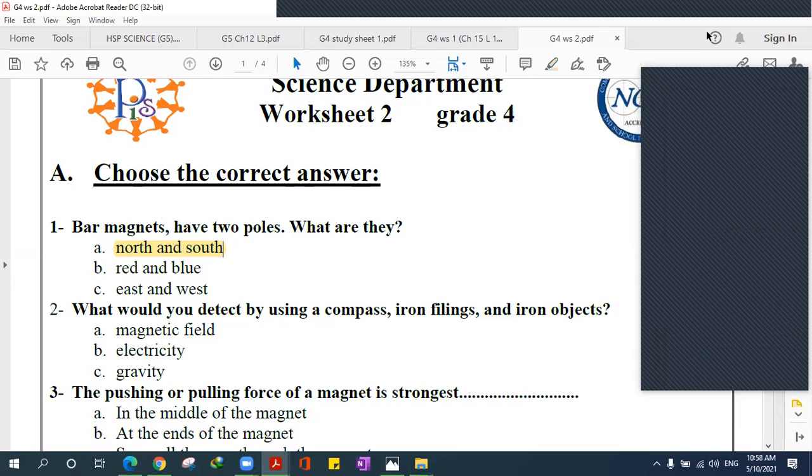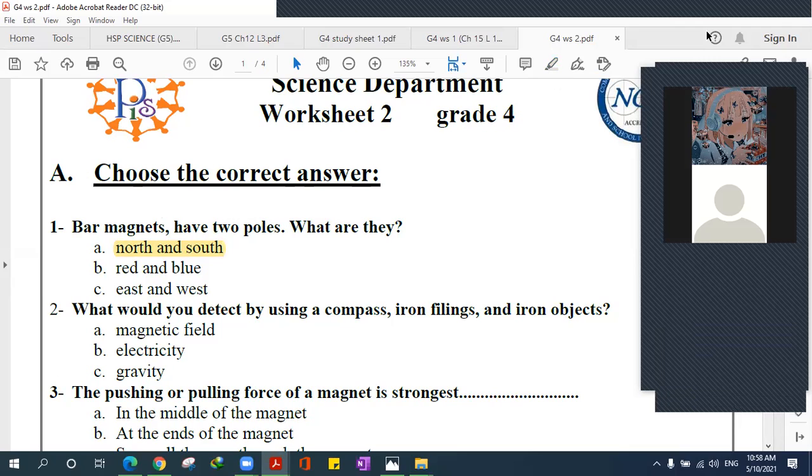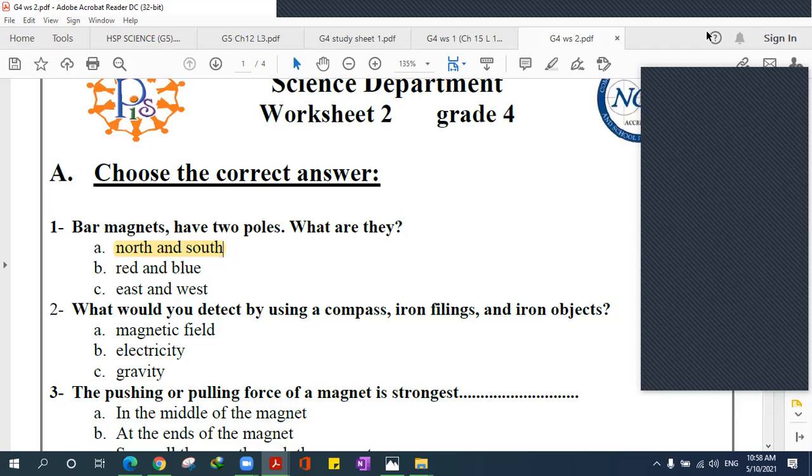Okay, number 2, Diane. Can you answer number 2, please? What would you detect by using a compass? Iron filings and iron objects. If you use these three things, a compass, iron filings, or iron objects, what are you actually testing or trying to find out here? Are you trying to find out magnetic field or electricity or gravity?